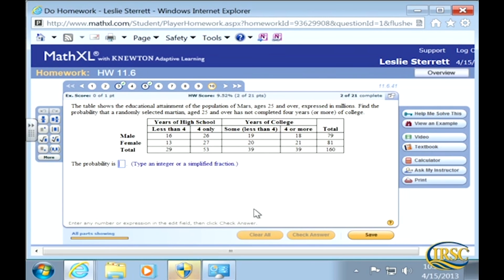Okay, so the table shows the educational attainment of the population of Mars, ages 25 and over, expressed in millions. Okay, so apparently they take a census there as well. All right, find the probability that a randomly selected Martian age 25 and over has not completed 4 years or more of college. Okay, what's the key word in this problem? Not. Good.